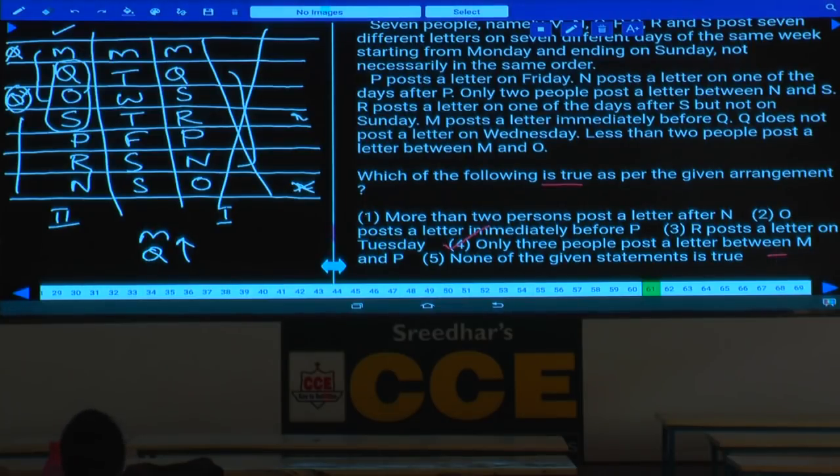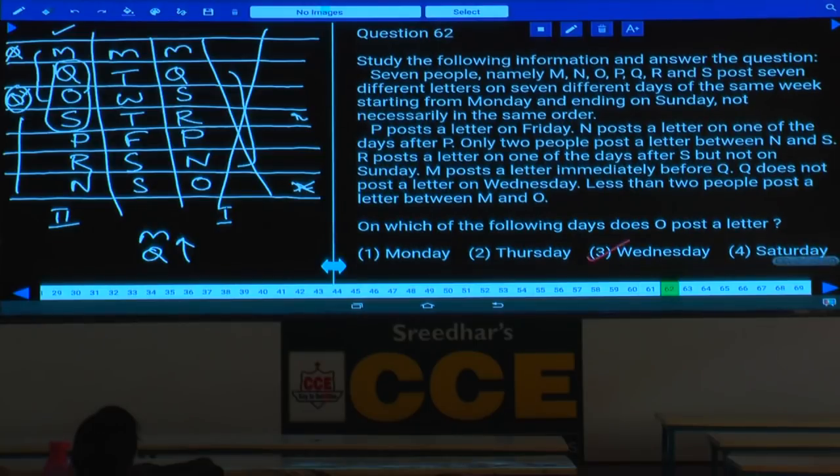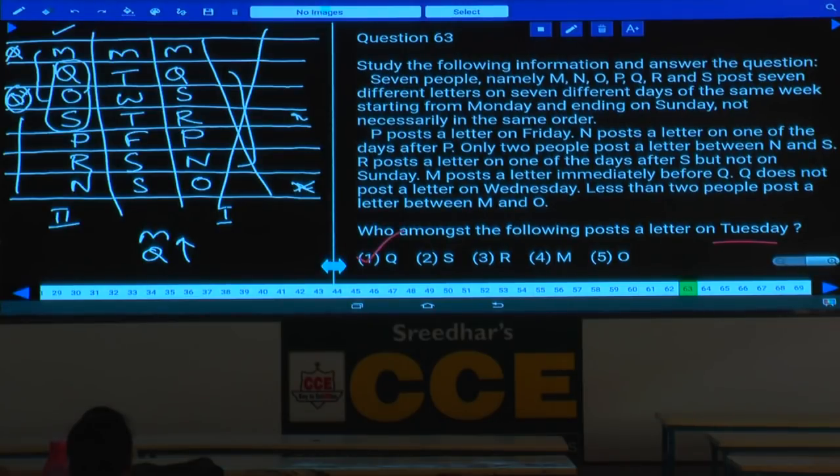Then question number 62. On which of the following days does O post a letter? O posted a letter on Wednesday, that is choice 3. Then 63. Who among the following posts a letter on Tuesday? Tell me who is that person. Q, that is given in choice 1. Question number 63 is choice 1.